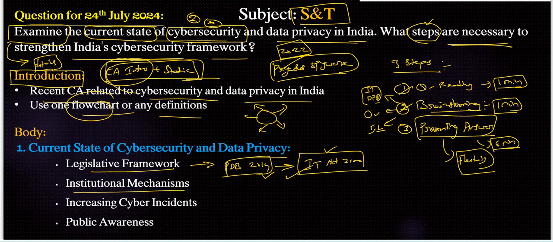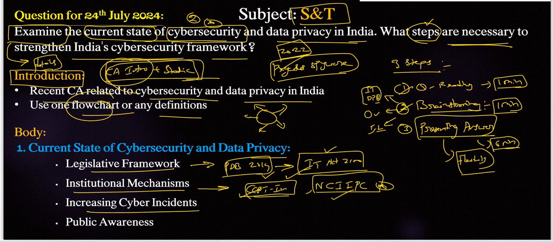So next, institutional mechanisms. What are the important institutional mechanisms, centers or institutions we have in India regarding cyber security and data privacy? We have the Indian Computer Emergency Response Team, and also the National Critical Information Infrastructure Protection Center. Very, very important. It protects critical information infrastructure and has been actively working to safeguard sectors like energy, banking, and telecommunication. It also acts as a national nodal agency for responding to cyber security incidents. Okay, so there is also the rapidly increasing number of cyber incidents recently.